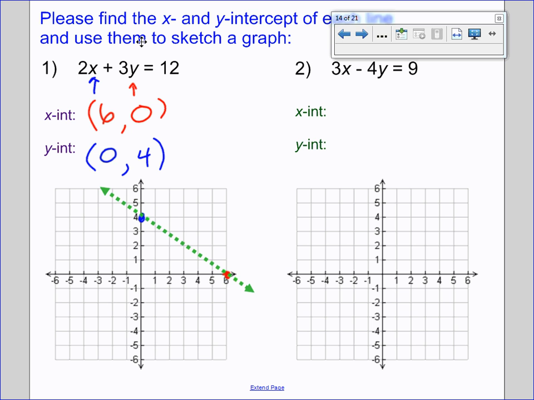Go ahead and find the x and y intercept for number 2. Plot your intercepts and connect them carefully. Many of you borrowed a ruler, right? So you can make a nice sketch, and then just make sure you return the ruler at the end so that I can use them next hour. Thanks.